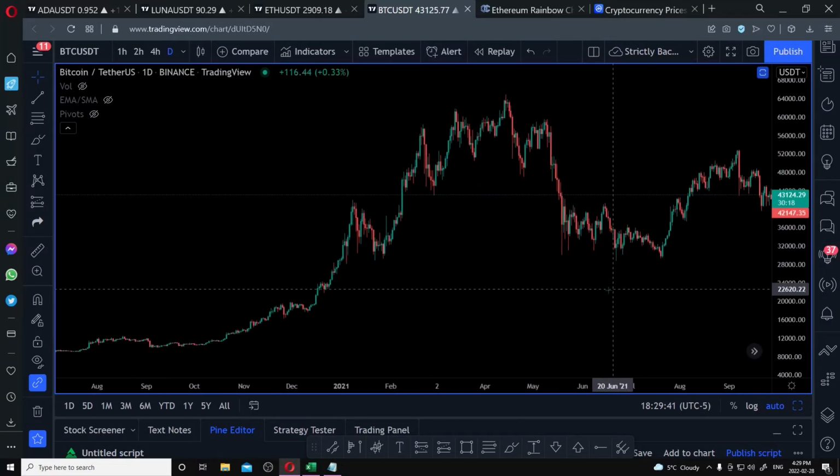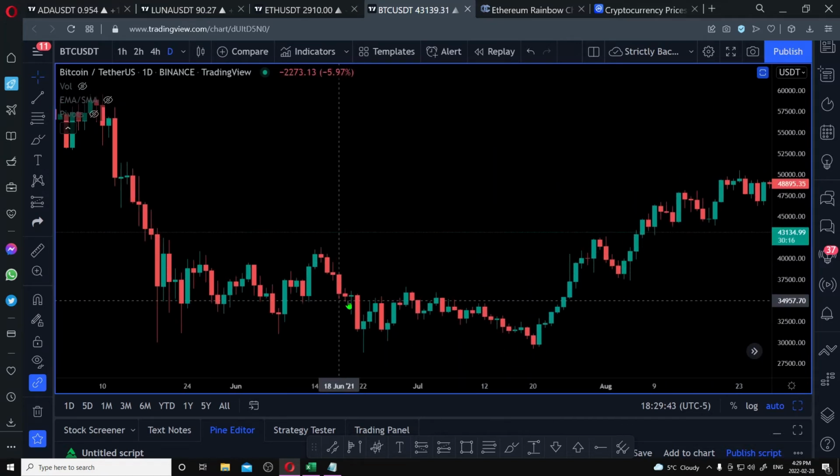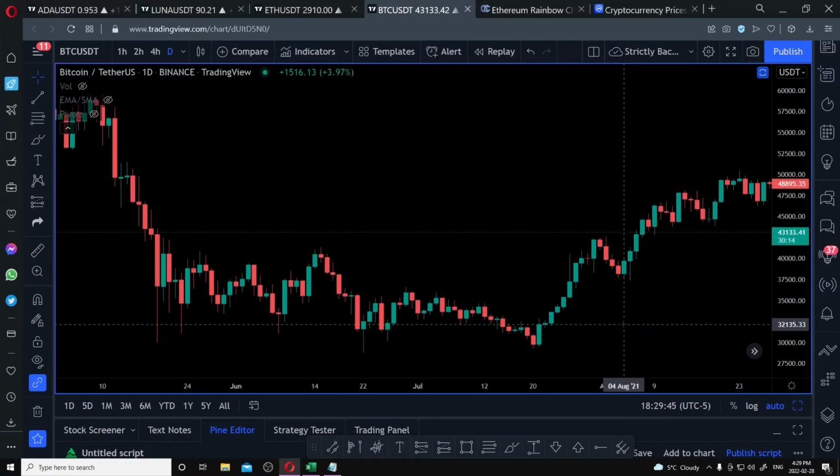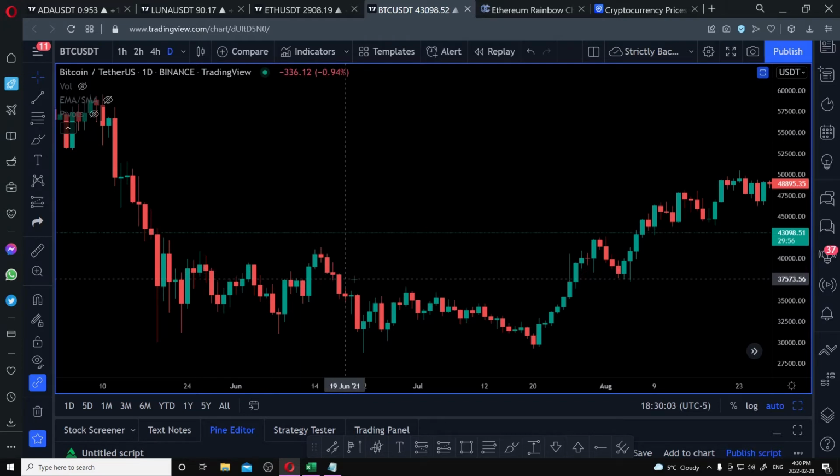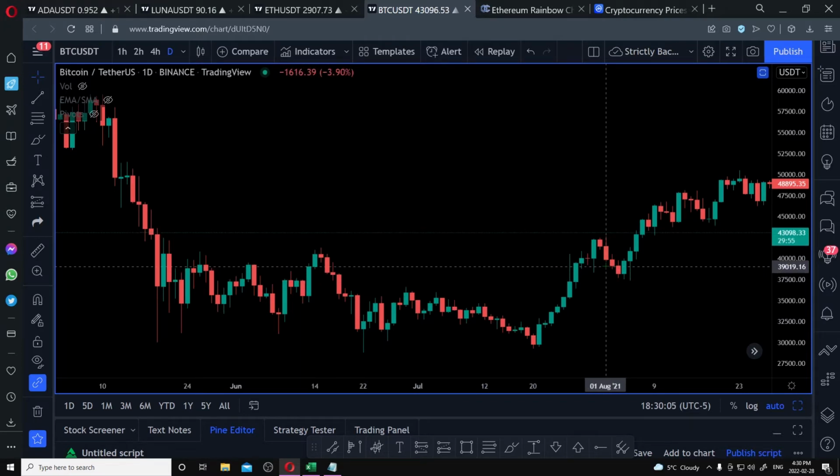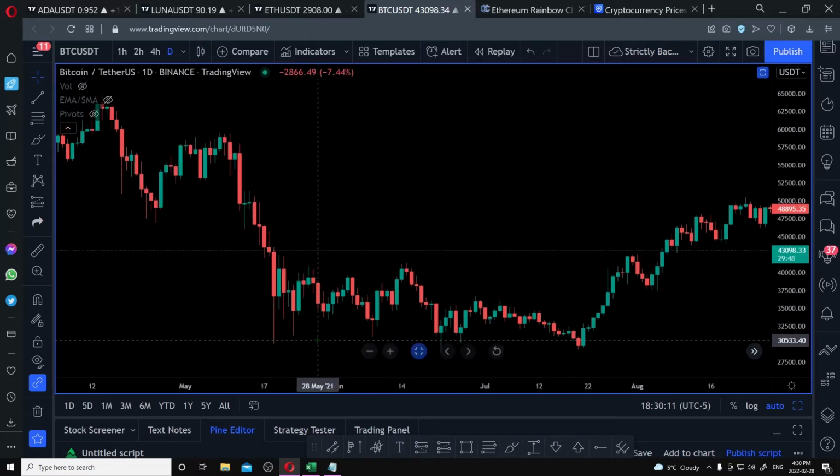I'm going to show you what it means to be a wick or a body. Each of these things that you see here is called a candle. We'll be explaining candles in a candles video, which will be linked in the description below. But essentially what we're looking for is where these lines, the wicks, line up.